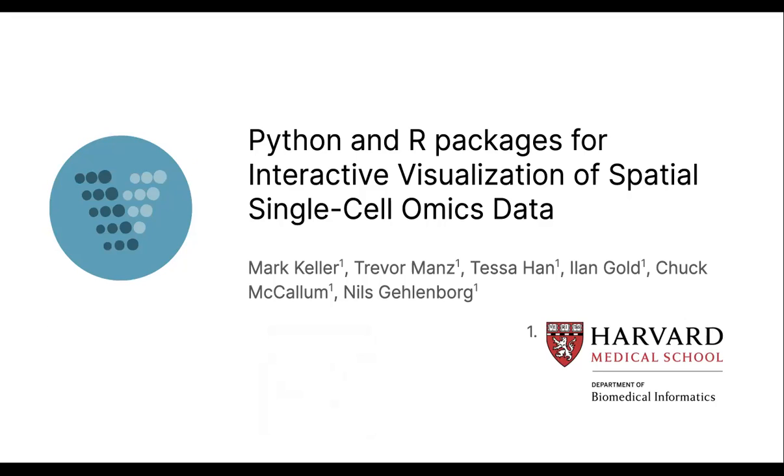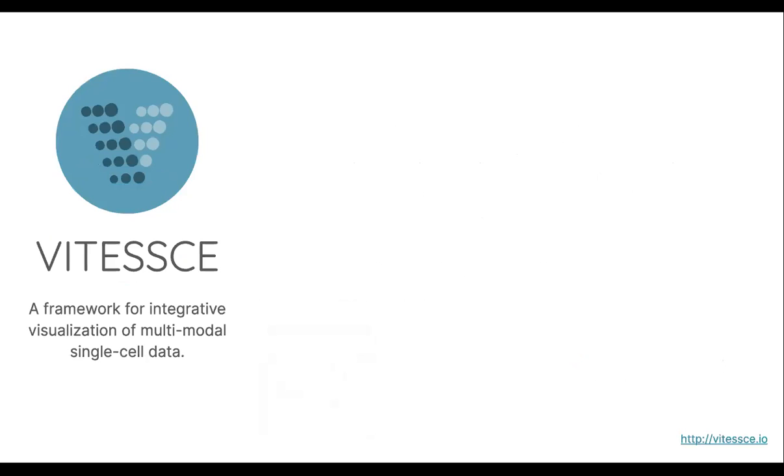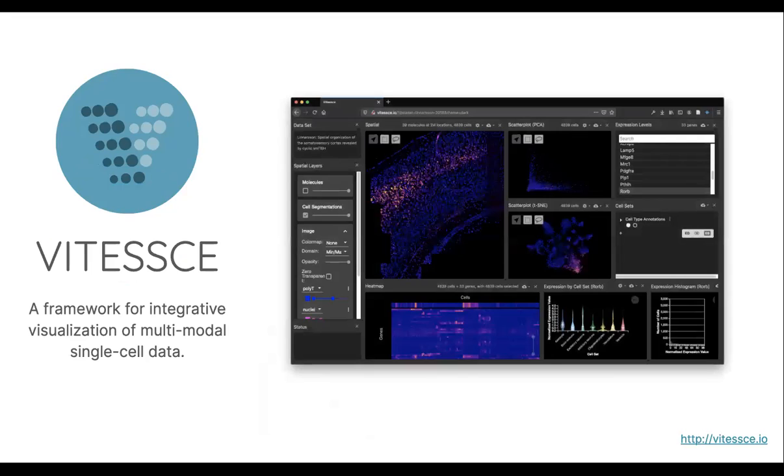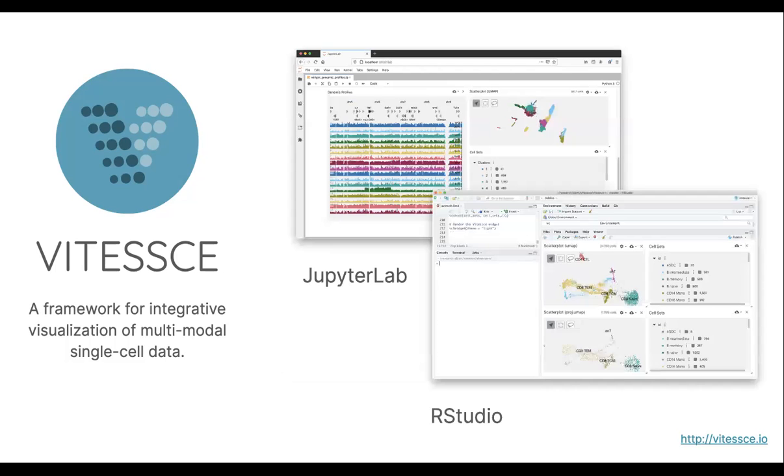My name is Mark, and today I will be discussing Python and R packages for interactive visualization of spatial single-cell omics data. These packages have been built around a tool that we recently developed called Vitessce, which is a visualization framework for multimodal single-cell omics data. The Vitessce framework was first implemented as a web application, as you can see in the screenshot on the right. But with these new Python and R packages, Vitessce can be used as a widget directly within Jupyter Notebooks, RStudio, or R Shiny apps.